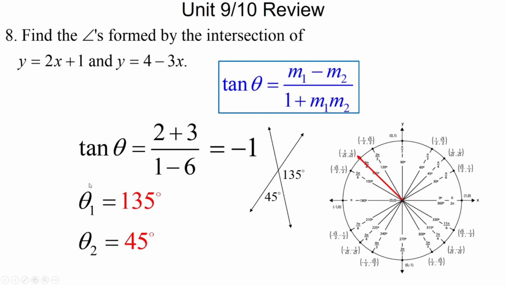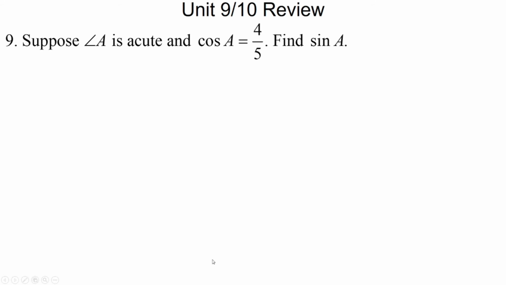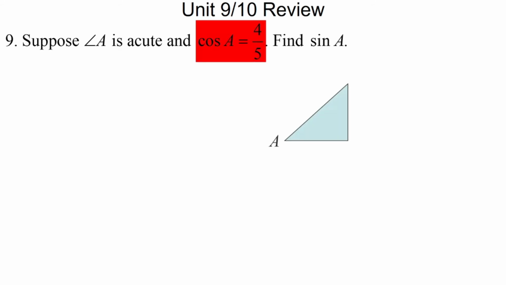And of course, by the vertical angle theorem, you know that this angle then would be 135 and this angle would be 45 up there. Okay, number 9. Suppose angle A is acute and cosine of A equals 4 over 5. Let's draw that. And I'm going to draw angle A is acute, so I'm going to draw a quadrant 1 right triangle. There's my angle A right there.